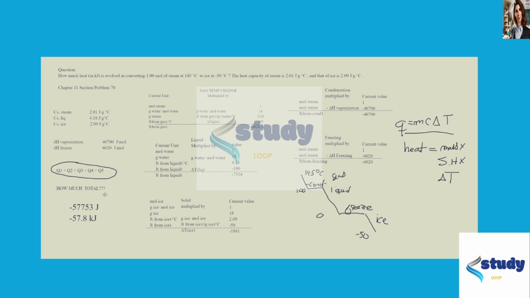And this is the way that you have to do it. It's a long process. Usually this will be one big question at the end of a test, or this will be a big lab. So get used to figuring out how to do Q1 plus Q2 plus Q3 plus Q4 plus Q5, because this is going to be on a test. So good luck.